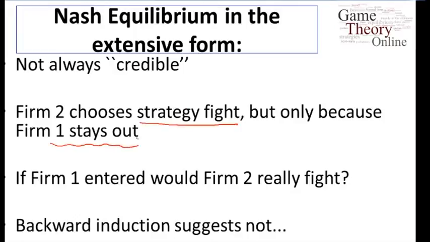So it's credible in the sense that if they're choosing this strategy of fight, if the first firm stays out, well, they're never tested. So if we all believe that that's going to be their strategy, then firm one is actually staying out, and that's the best thing they can do. But if firm one entered, would firm two really fight? Backward induction is going to suggest not.